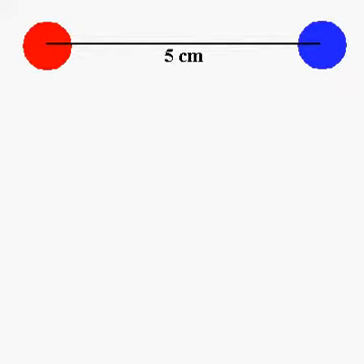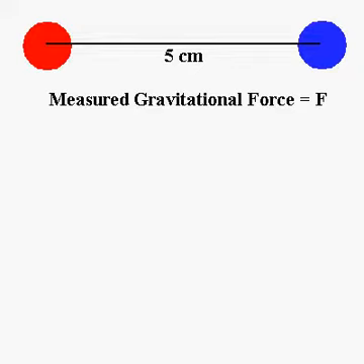Okay, now let's look at the second part of the example. In this part of the example, we're considering two objects that are placed 5 centimeters apart from each other. Once again, the gravitational force between them is measured. We don't know what it is, but we'll call it F. Now this time, rather than changing the distance between the objects, we're going to change the objects themselves.